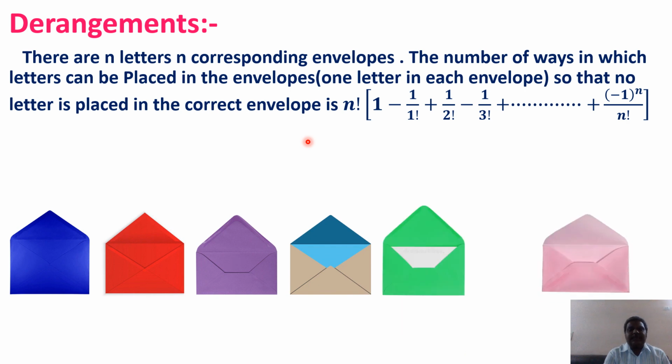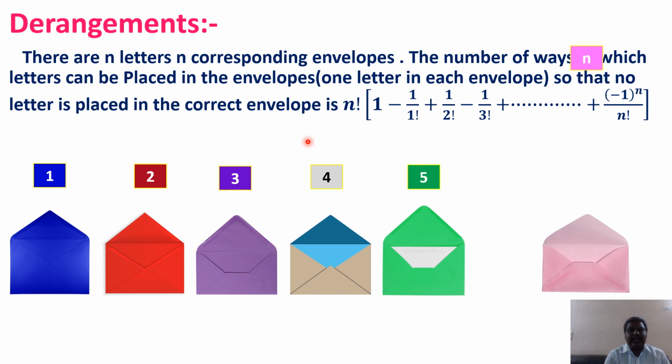1, 2, 3, 4 and so on up to n. Their corresponding letters are like this: 1, 2, 3, 4, 5 and so on up to n. There are n letters, n envelopes. What is my target? No letter goes to its corresponding envelope. Now I am trying to show one of the derangements out of my total arrangements.